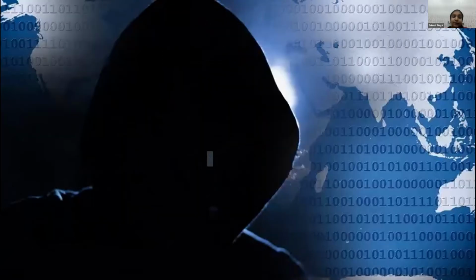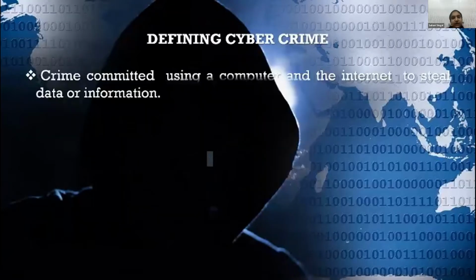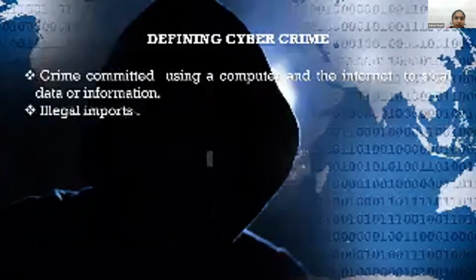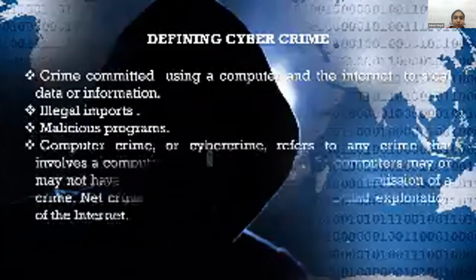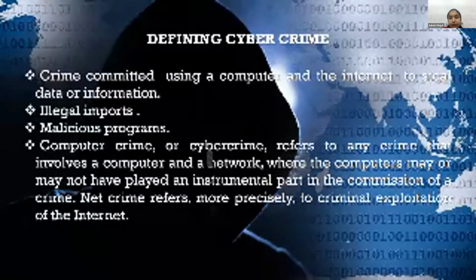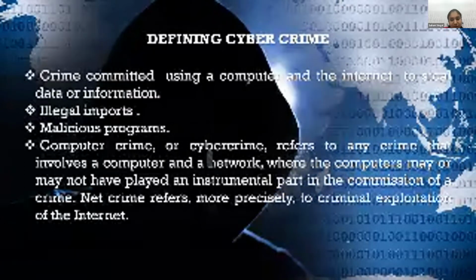Defining cybercrime. Crime committed using a computer and the internet to steal data or information is basically called a cybercrime. It's an illegal import, a malicious program. Computer crime or cybercrime refers to any crime involving a computer and a network, where the computer may or may not have played an instrumental part in the commission of the crime. Cybercrime refers more precisely to a criminal exploitation of the internet.